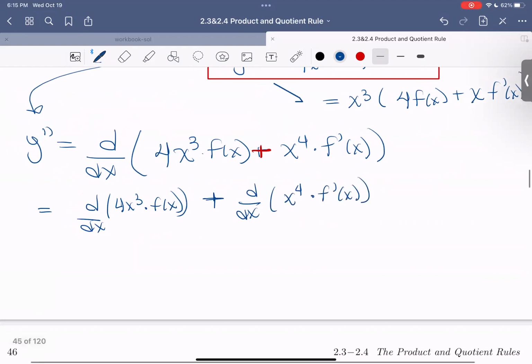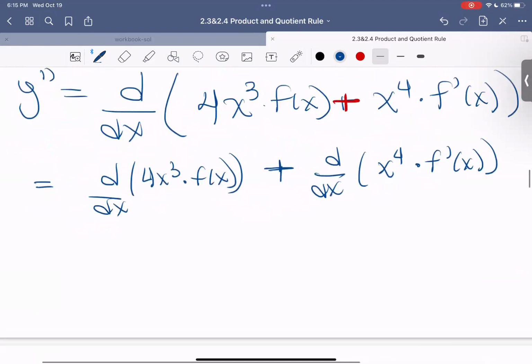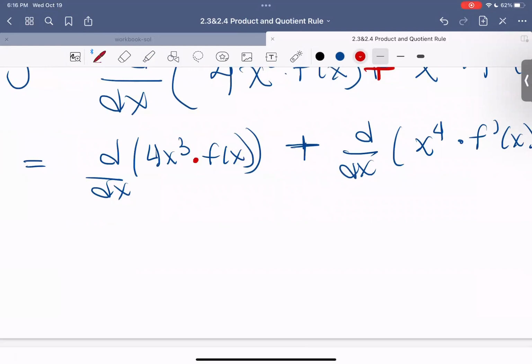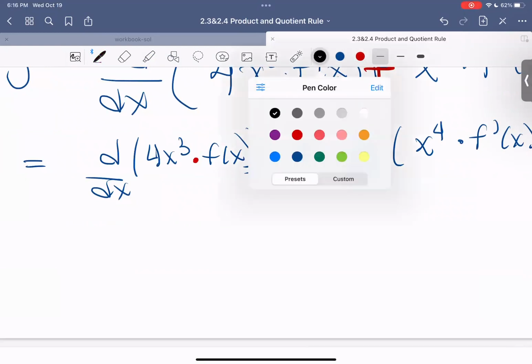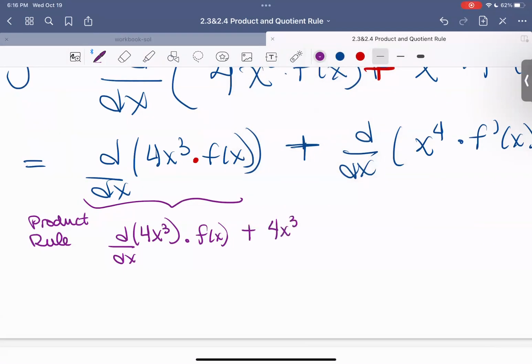So now we just need to take each term. So notice the first term, we have a product. So we need to use the product rule. So here, using product rule, we write this as the derivative of the first function, 4x cubed over dx, times that second function, plus the first function times the derivative of the second function.